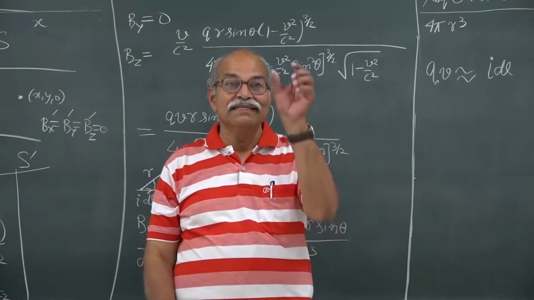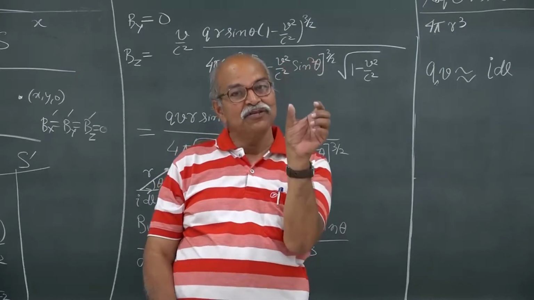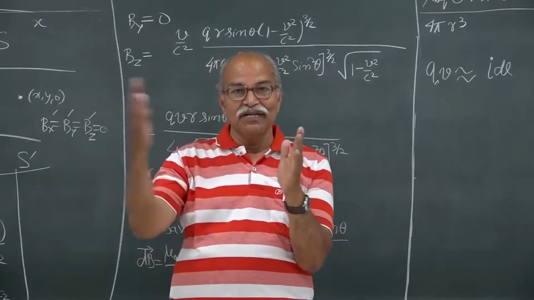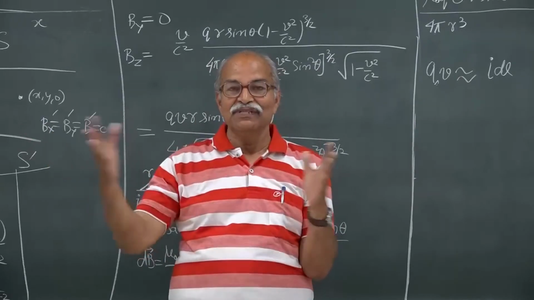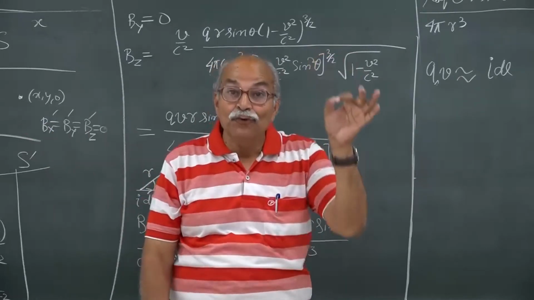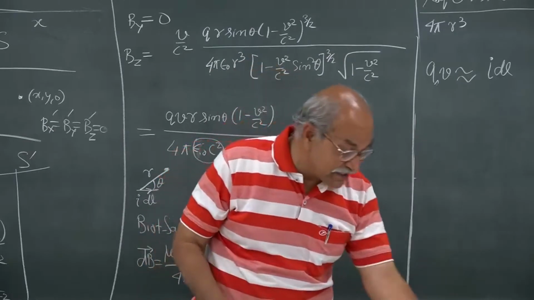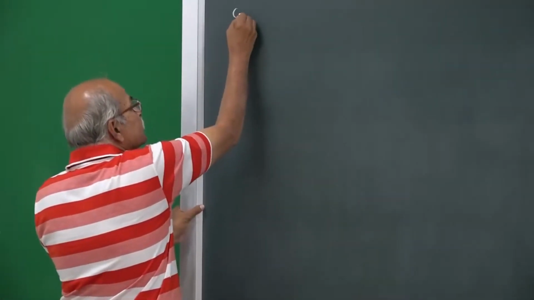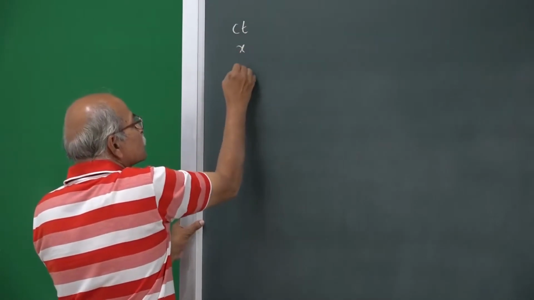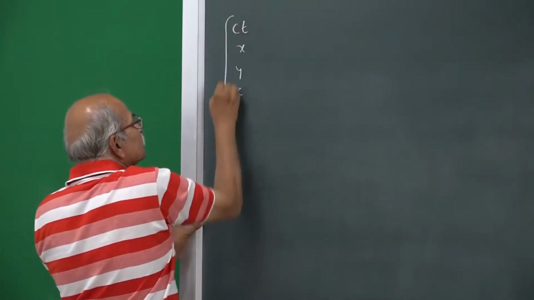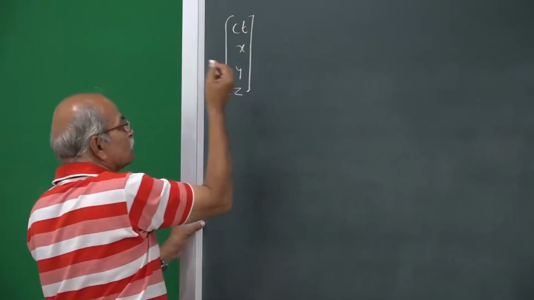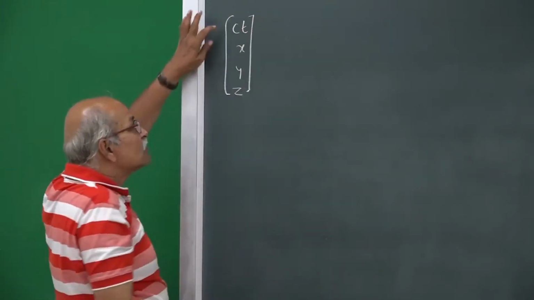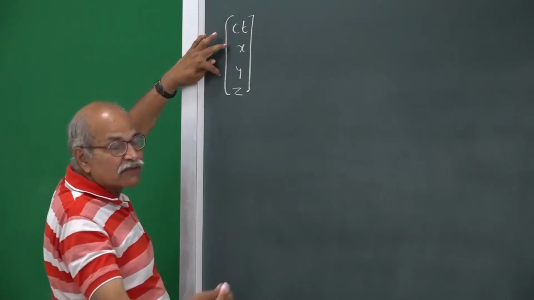We have ct and the space coordinates x, y, z, and they transform according to the Lorentz transformation, and we say that it makes a 4 vector. So, let me write. It is ct, x, y, z. This is your position vector, the 4 position vector. Now, this transforms according to the Lorentz transformation.